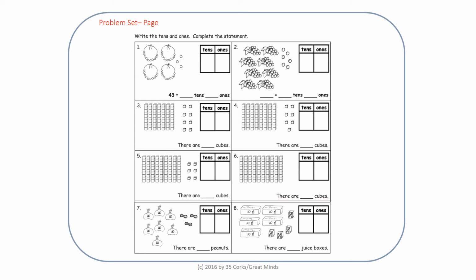For your problem set today, you don't need to copy down the pictures. I just need you to have your place value chart and fill in those blanks at the bottom on a piece of blank paper. You have 8 problems to do. You're going to write the tens and the ones and complete the statement. You have 5 minutes. Do the best that you can.